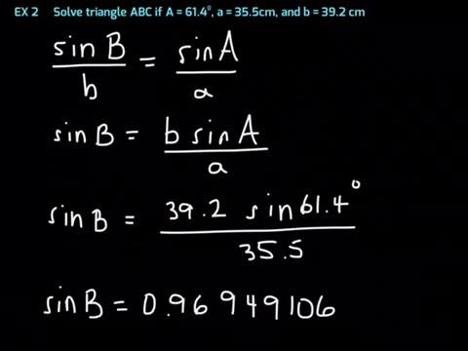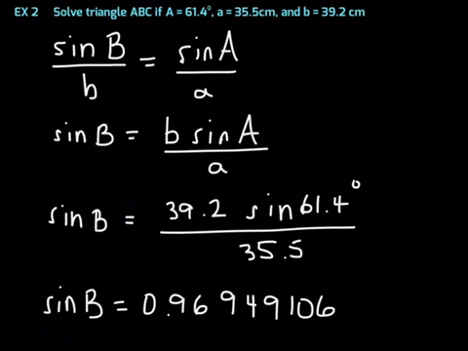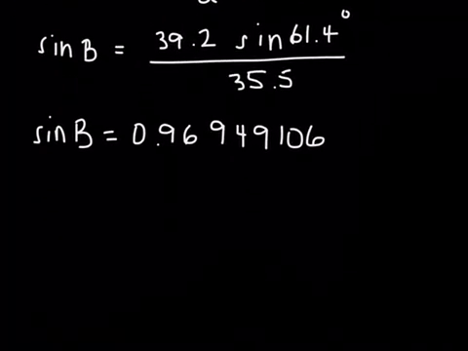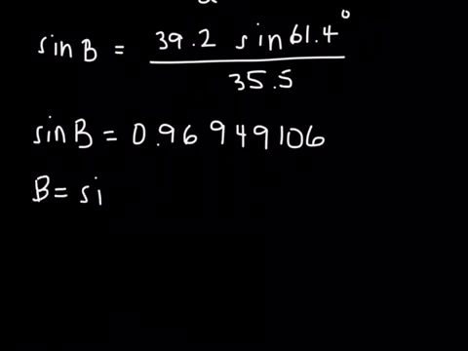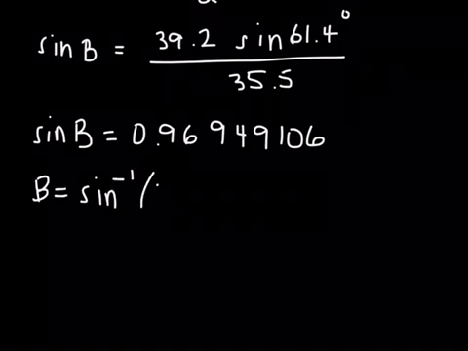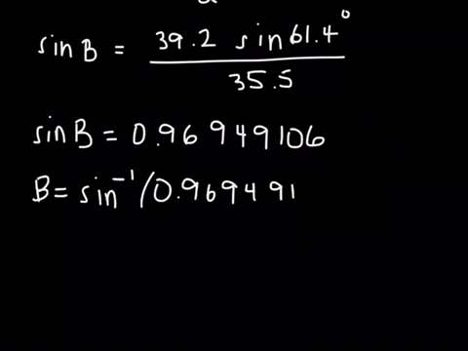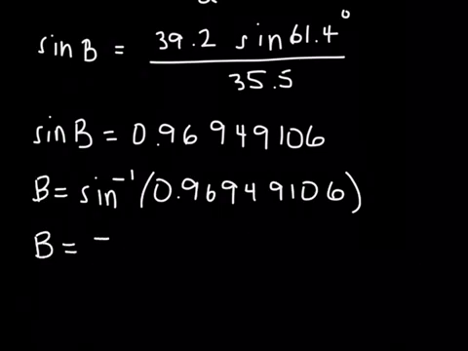Okay, I got sine of angle B is equal to 0.9694910. So this value is less than 1, so we are good. Let's continue working. So this means B will be exactly equal to inverse sine of this number. Okay, let me figure out what that is. Okay, B is about 75.8 degrees.